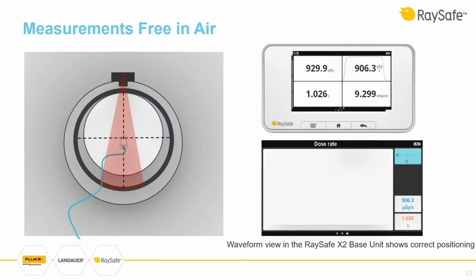When you're performing measurements free in air, one must look at the waveform to evaluate if the sensor has been placed correctly in the isocenter or not. This waveform that is showing is flat, meaning it has seen the same dose rate throughout the whole rotation. Since the output of the tube should be constant, one can then make the conclusion that the sensor has been placed correctly in the isocenter, where the distance to the tube is constant.